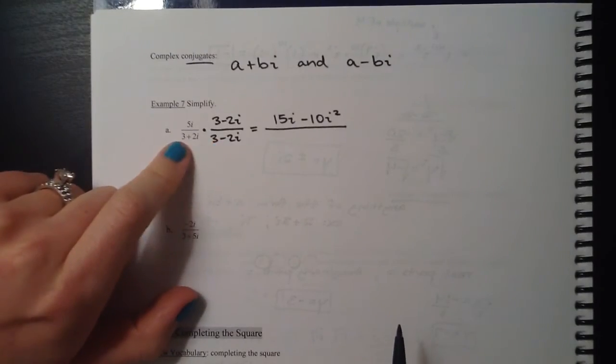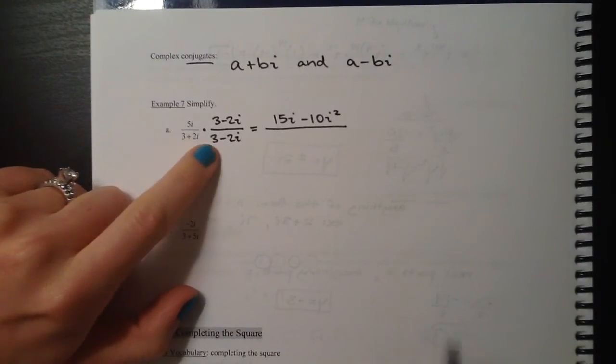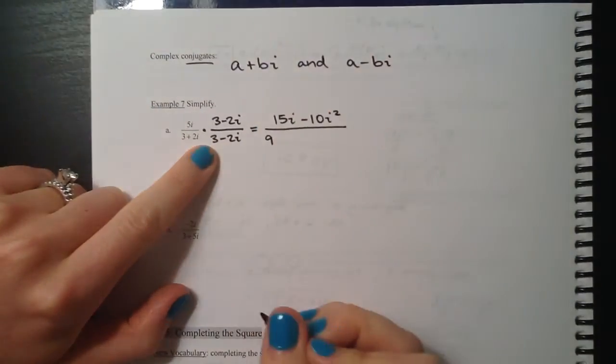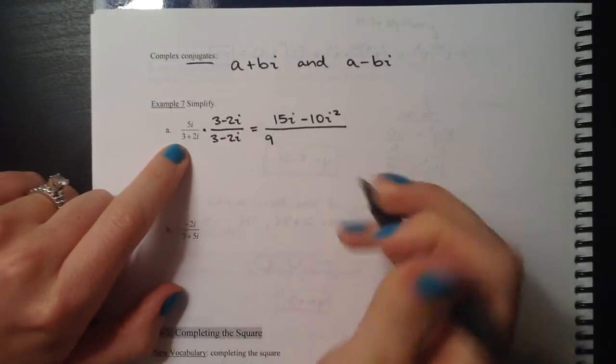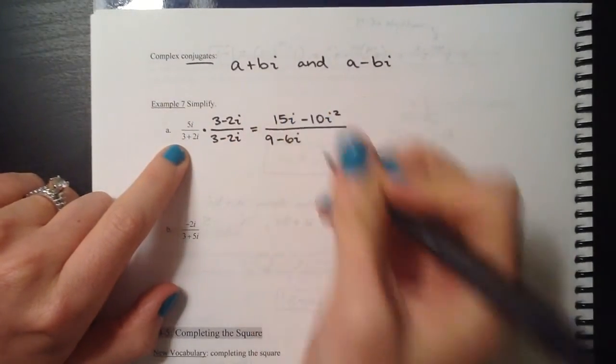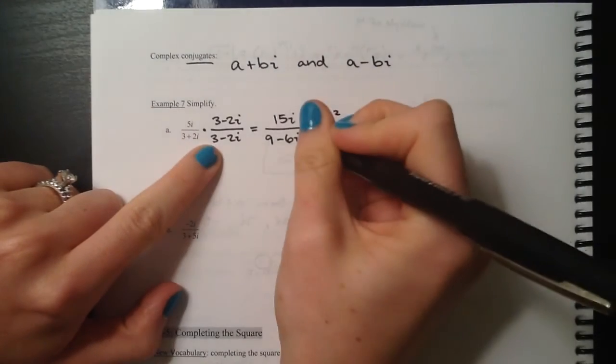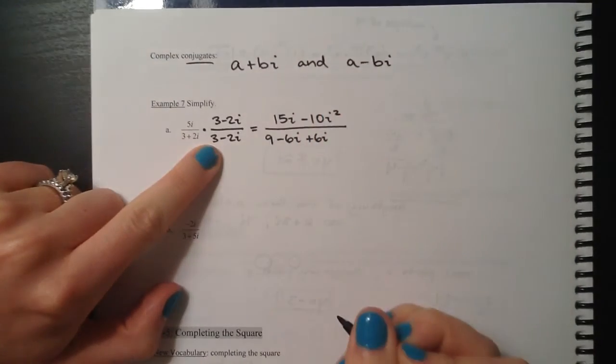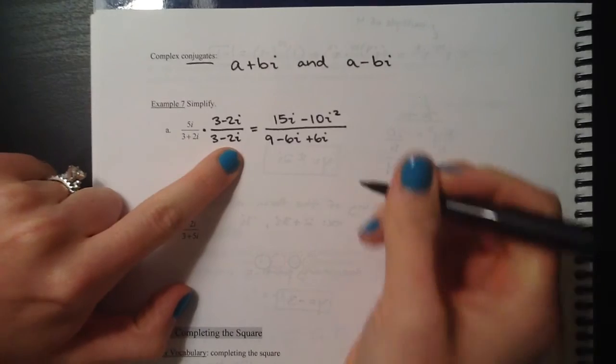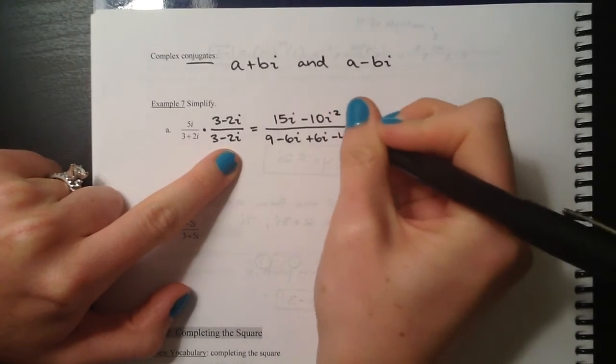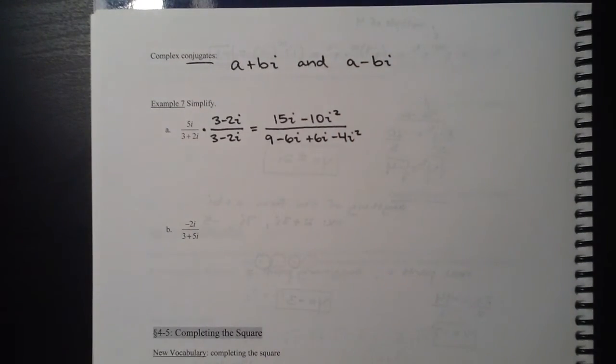Now in the denominator, we're going to FOIL. So, first would be 3 times 3, and that is 9. Outside would be 3 times negative 2i, negative 6i. Inside, 2i times 3 would be 6i. And then last, positive 2i, negative 2i would be a negative 4i squared. Okay, so we're going to keep cleaning this up.